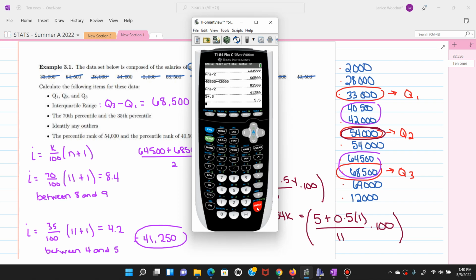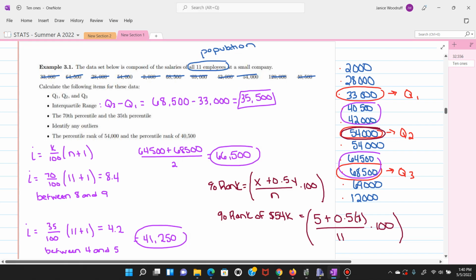Oh, you know what? 54,000 occurs twice. I'm just looking, I just noticed that. So this would actually be a 2. 54,000 occurs twice. Sorry about that. This is both of these right here.